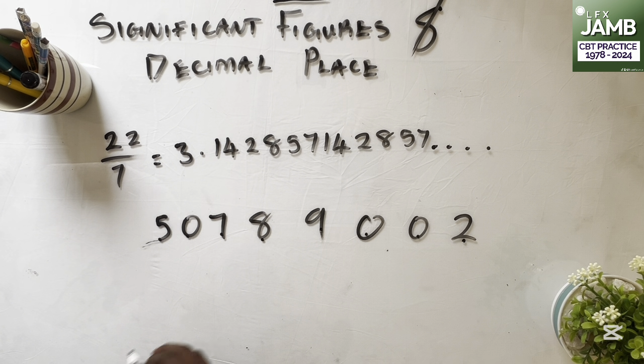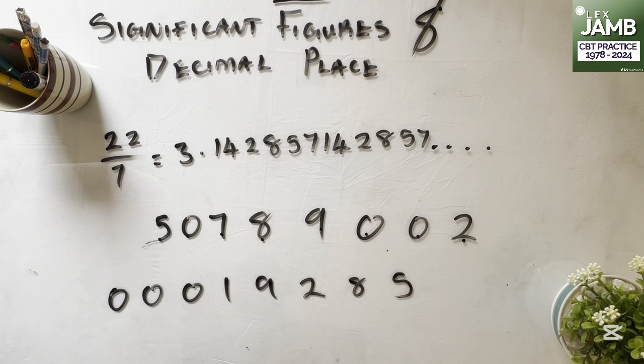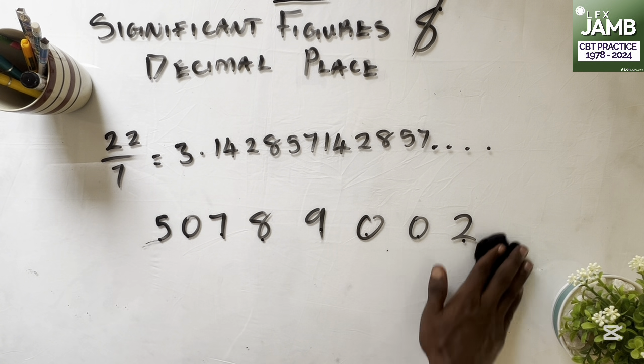So let's take another example. Let's say we are given this, how many significant figures is it? So we start from the left. Is this a non-zero digit? No. Is this a non-zero digit? No. Is this a non-zero digit? No. So therefore we start from here. So we'll be having 19285. So this is a 5 significant figure value. So sometimes you'll be seeing it in decimal places. Always remember to start from a non-zero digit.